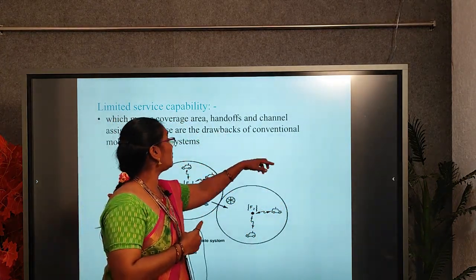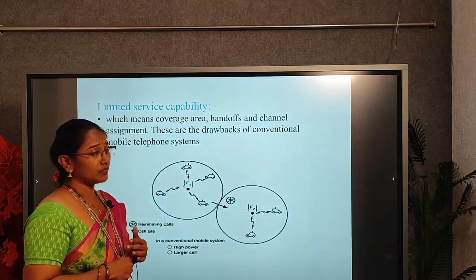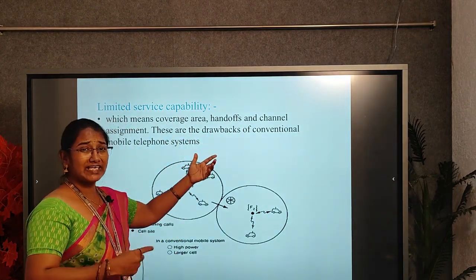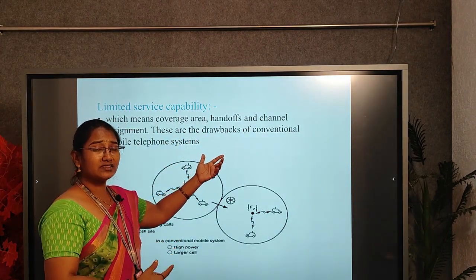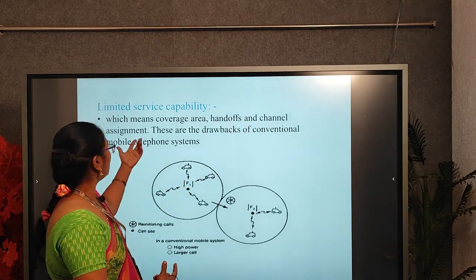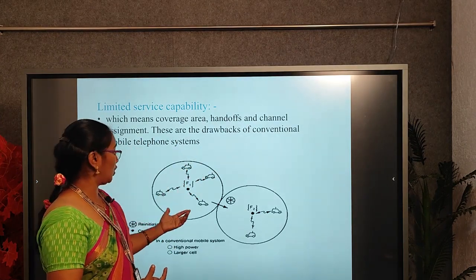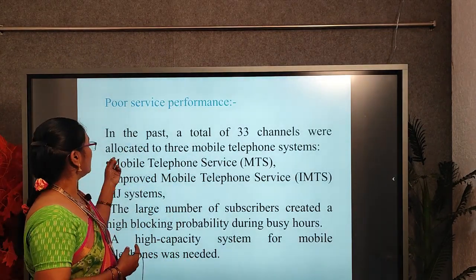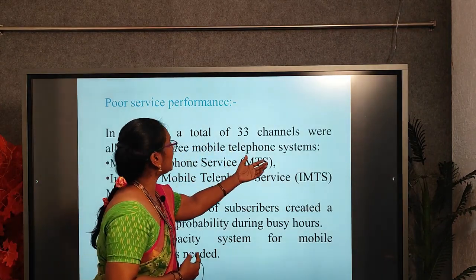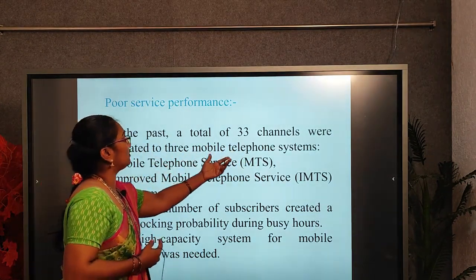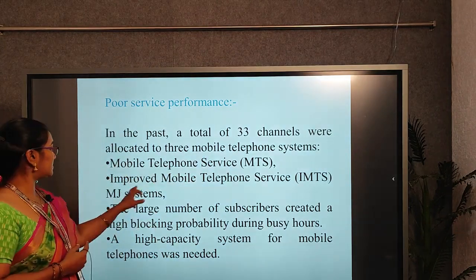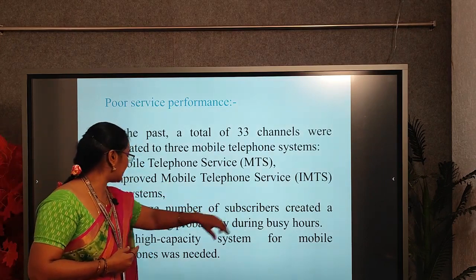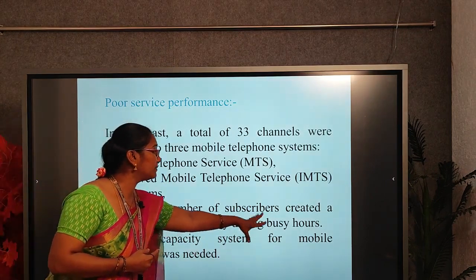These are the drawbacks of the conventional mobile telephone system. Coverage area is very small, the handoff mechanism takes more time, which causes dropped calls, and channel assignment is also very slow. Next, poor service performance. In the past, a total of 33 channels were allocated to 3 mobile telephone systems, including improved mobile telephone service. The large number of subscribers created high blocking probability during busy hours.